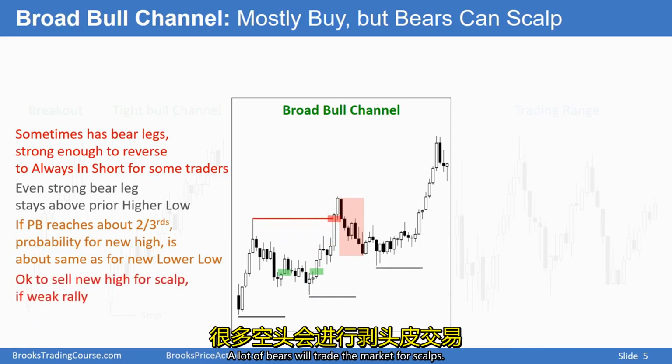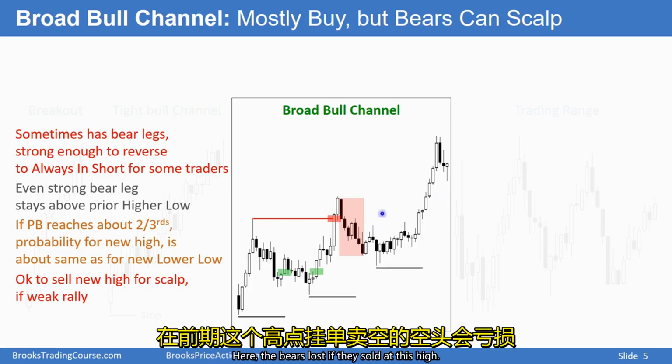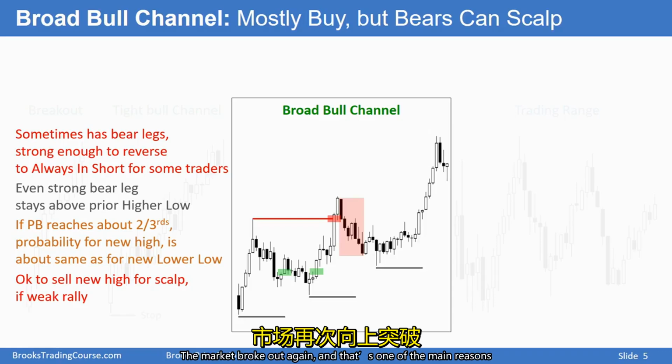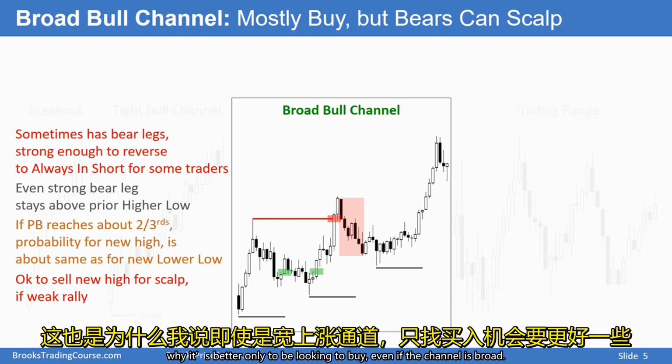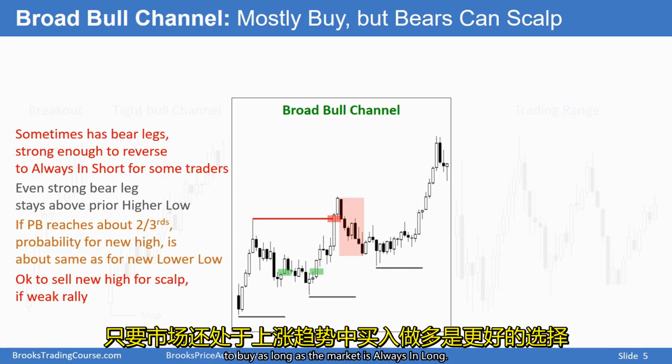A lot of bears will trade the market for scalps. Every new high, they'll sell. Here, the bears lost. If they sold at this high, the market broke out again. And that's one of the main reasons why it's better only to be looking to buy, even if the channel is broad. Experienced traders will trade both ways, but beginners should only be looking to buy as long as the market is always in long.